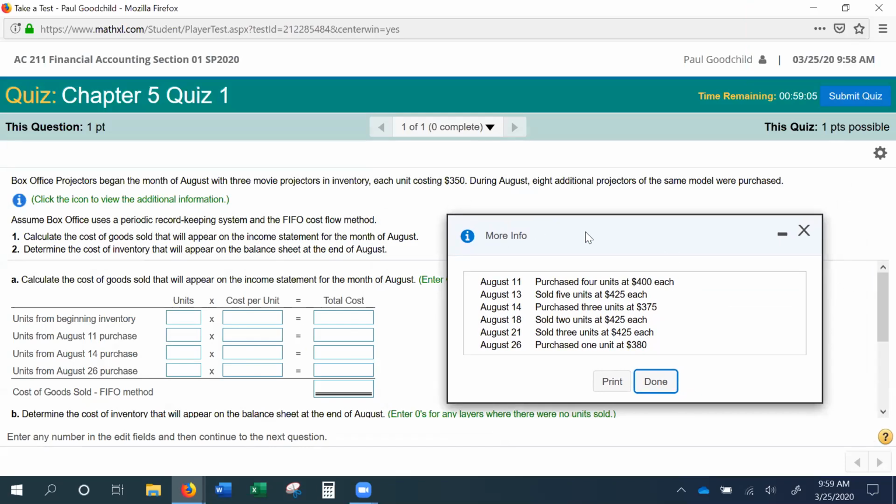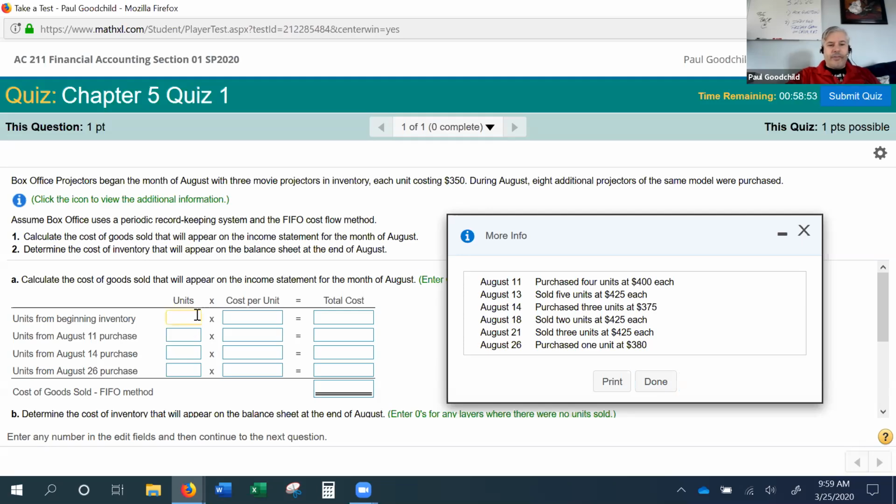Yeah. So you're going to get something similar to this. I think your numbers are even going to be the same. And so this is first in, first out. So you're going to sell the first ones that you got, 3, 4, and 3, and you're not going to sell any of the last one. 350, 400, and 375. Why would it be a 0 on August 26th?